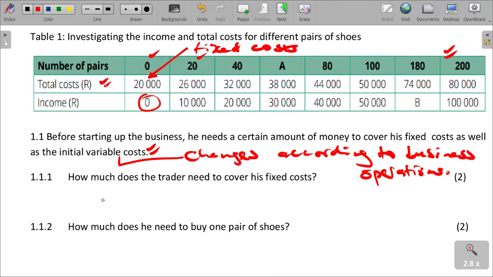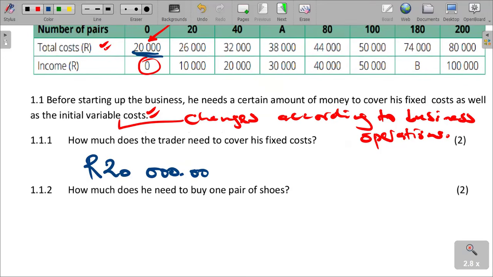So his fixed cost is given there, which is 20,000 that I have already mentioned. 20,000 is the fixed cost that we are seeing there. And then how much does he need to buy one pair of shoes? We need to calculate the cost of one pair of shoes in order for him to buy it.